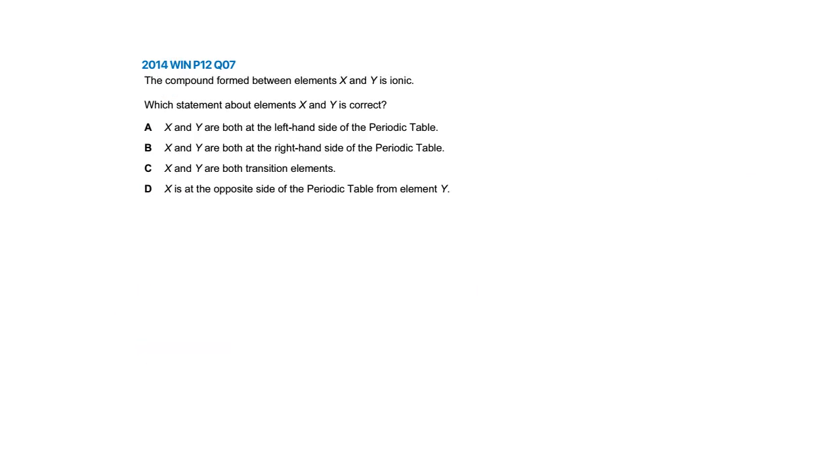Yay! A similar question that's testing what we just discussed previously. A compound formed between elements X and Y is ionic. Which statement about elements X and Y is correct? A: X and Y are both at the left-hand side of the periodic table. Left-hand side is where group 1 and group 2 are. So that means both X and Y are metals. Ionic bonds are between a metal with a non-metal, right? That's how it is. So A is wrong.